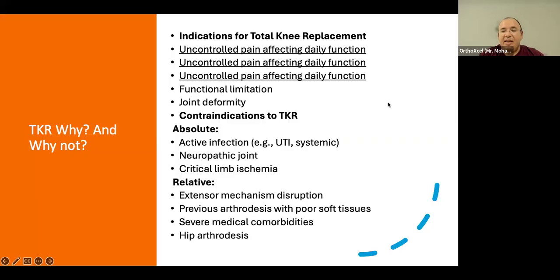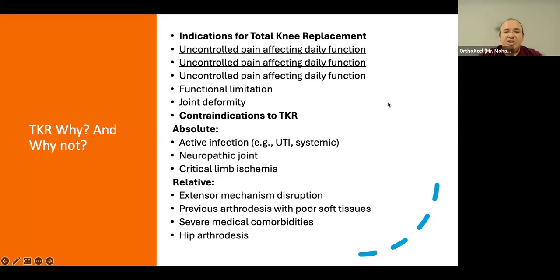Uncontrolled means simple analgesia cannot control it. Function limitation could be a reason, but you cannot do an artificial replacement just for functional limitation. Joint deformity, yes, we can correct the joint deformity, but mostly it's not an absolute indication. We use this just as an adjunct when we're doing a knee replacement or a hip replacement, to control the joint deformity.